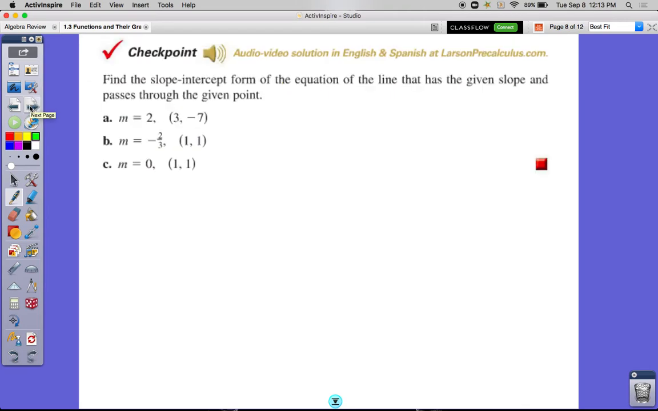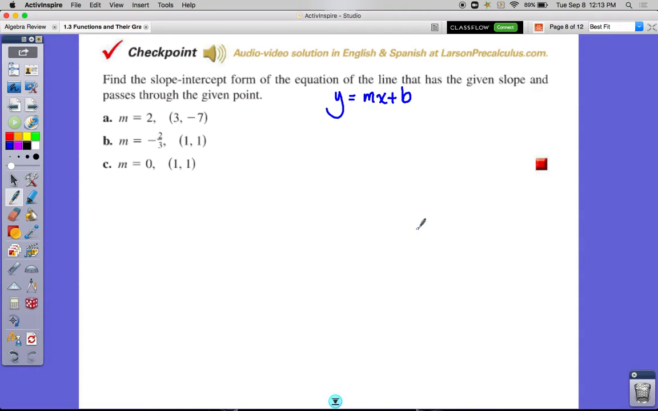All right? So here's your chance to use that new knowledge on those equations. I want you to find the slope-intercept form. You're going to find the y equals mx plus b form of an equation that's been given a slope and a point that it goes through on that line.